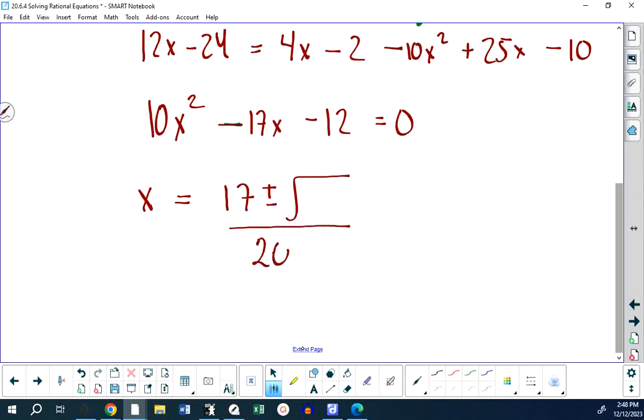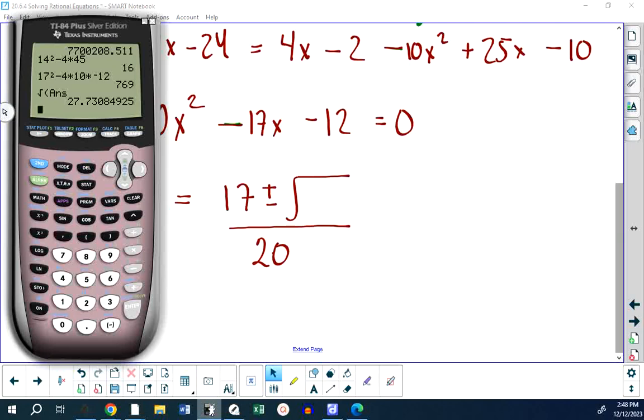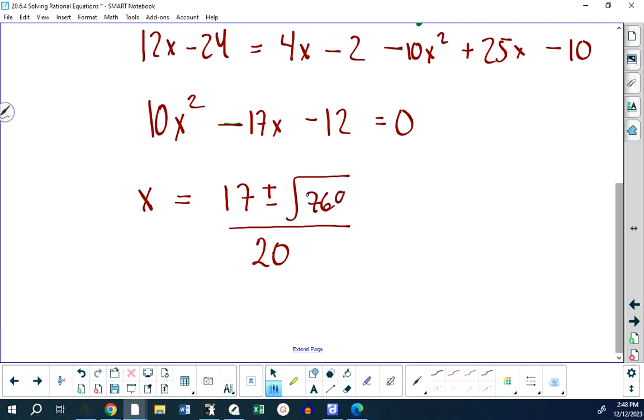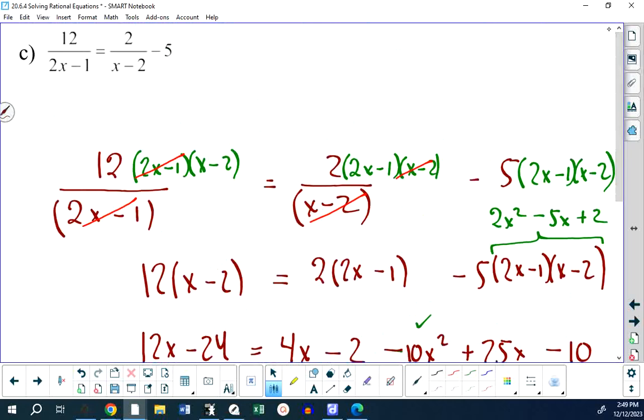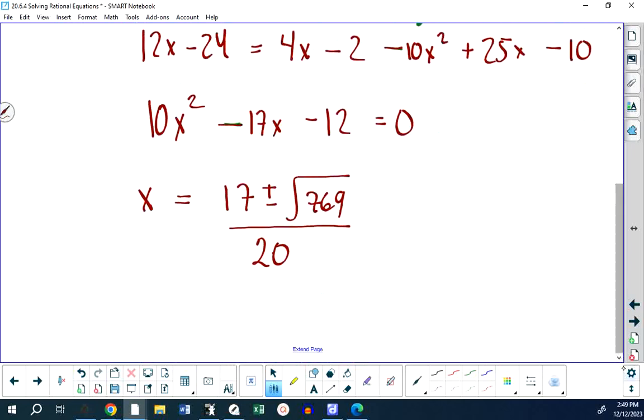X equals negative b, b is negative 17, so negative b is 17, plus or minus the square root of b squared minus 4ac, all over 2a. So we get, this is interesting, we get irrational answers. And when you look at the original equation, it had rational non-permissible values. X is not equal to 1/2, X is not equal to 2. Well, neither of these numbers is 2 or 1/2.